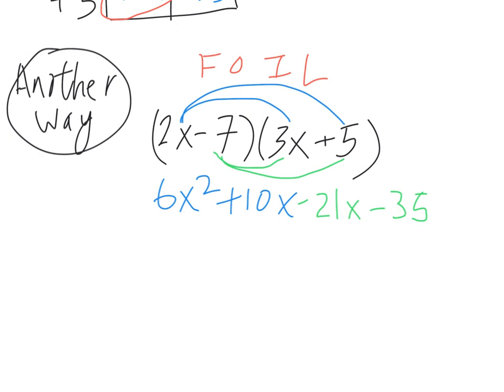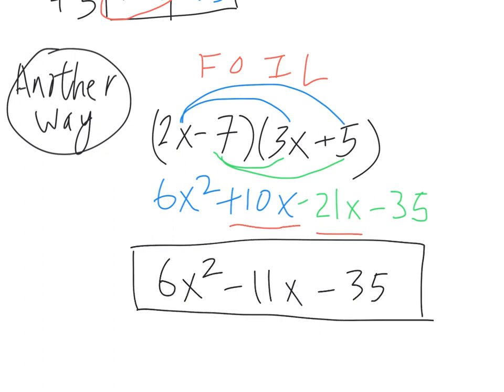So now the same idea, I'm going to combine like terms. These are the like terms for me. And after I have combined like terms, my final answer, I still get 6x squared minus 11x minus 35. Bingo!